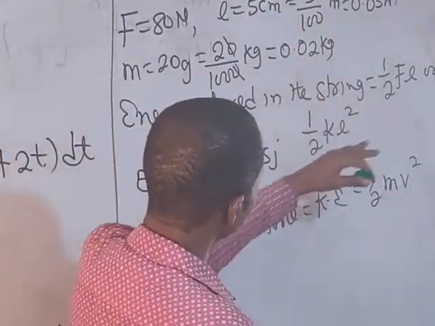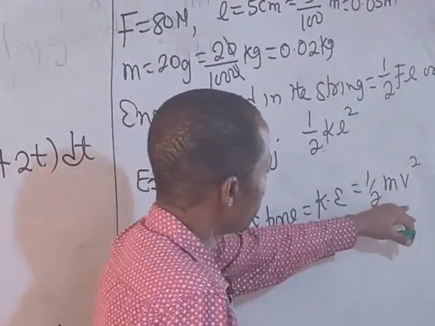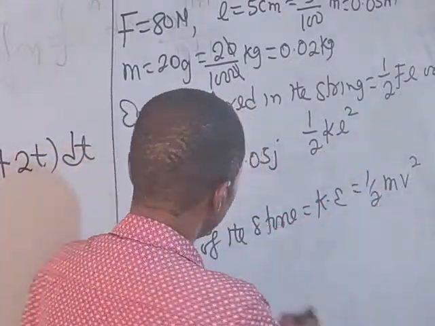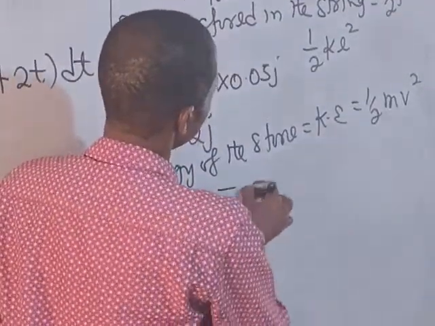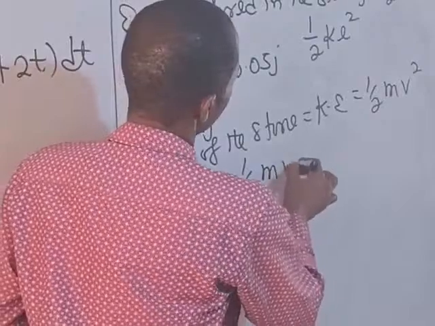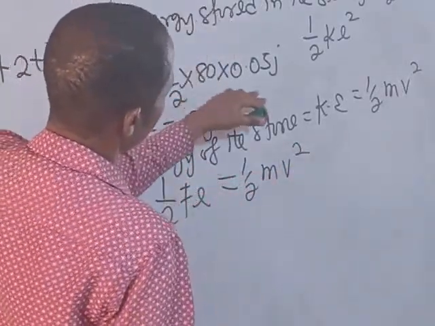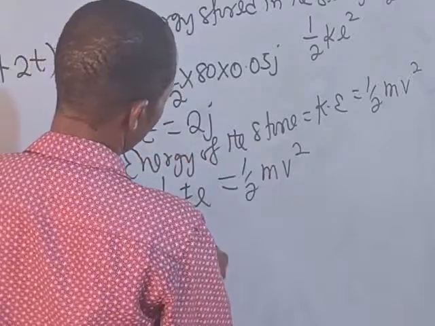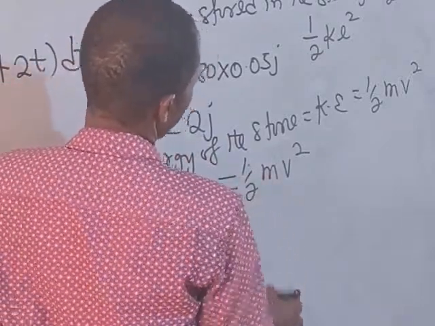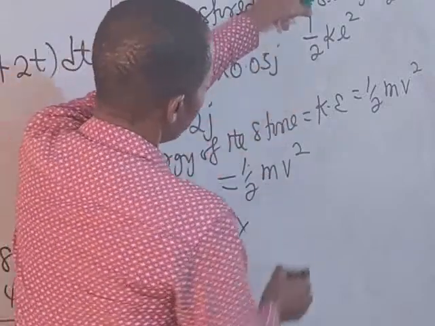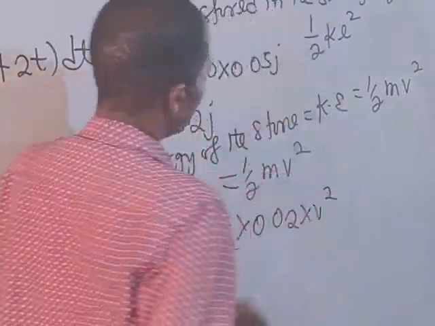So we know that this particular energy stored in the string will have been converted to the kinetic energy. So basically what we have is half Fe converted to half mv squared. And we know that half Fe, we've calculated that here, we've gotten 2 joule. So that's going to be 2 joule is equal to 1 over 2 times the mass of the stone, which we've calculated to be 0.02, times V squared.